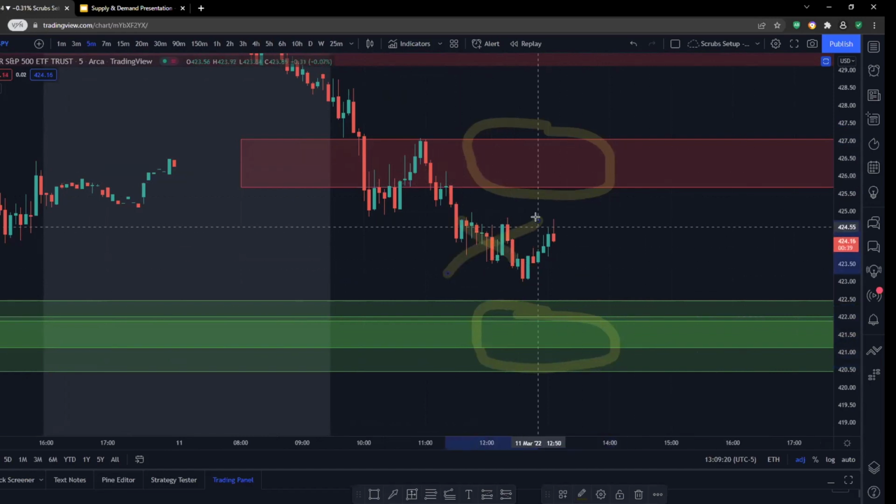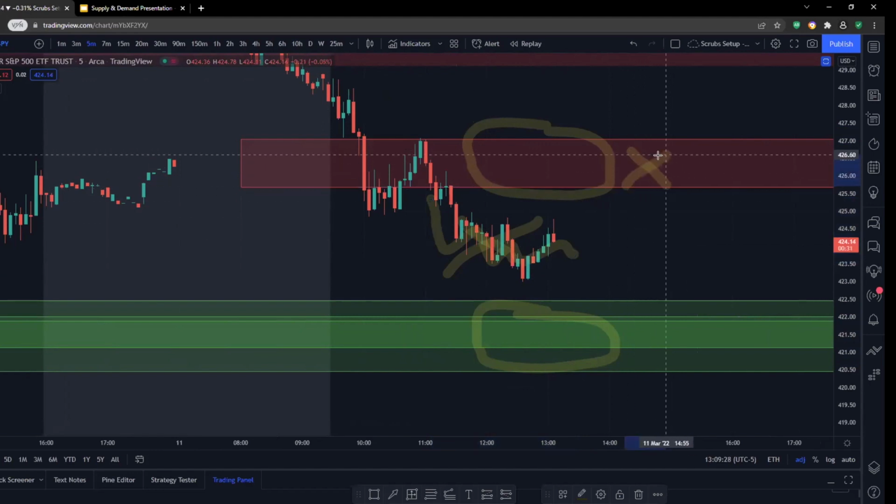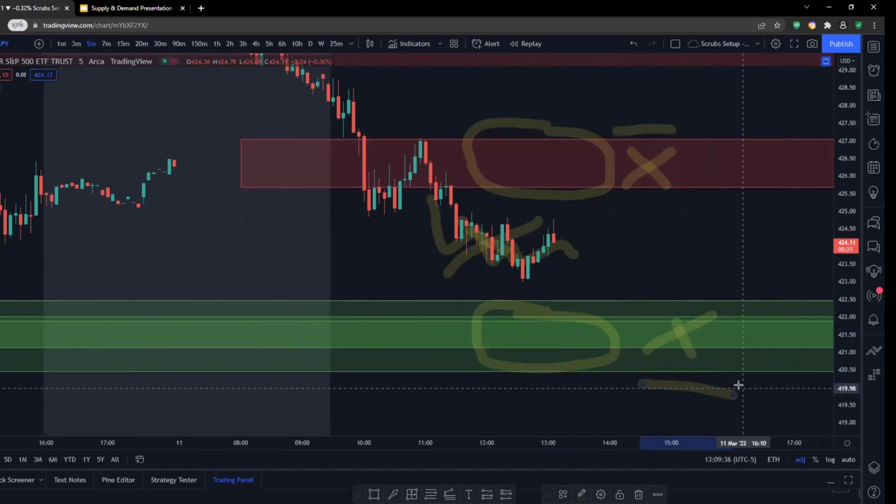Who's sitting in here? Retail traders. Who is sitting in here? Choppiness. This is all chop. You don't want to trade this. You want to trade here or trade here because it's highly probable. This is where your risk is minimal because your stop loss is right there. Your stop loss is right there.